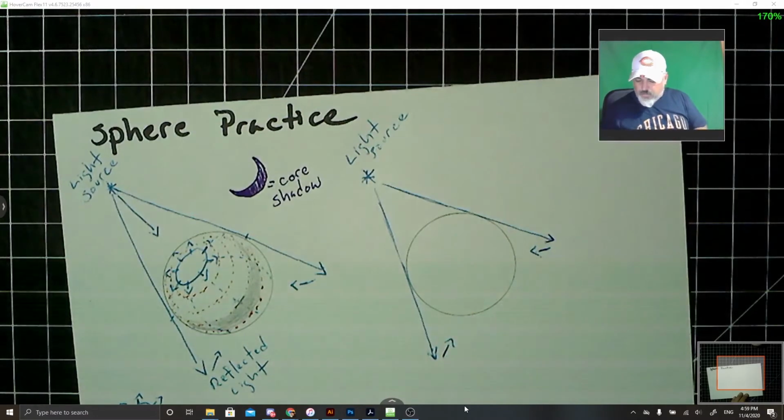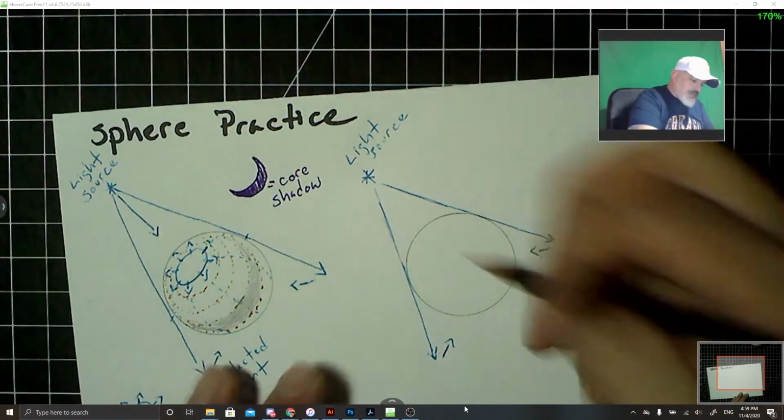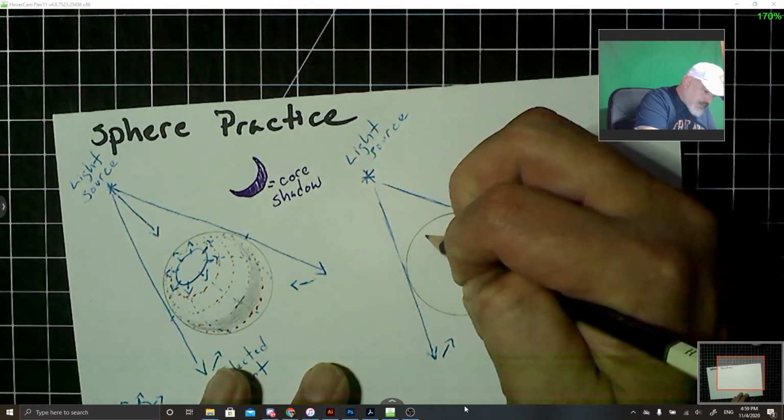So first thing I'm going to do is I'm going to indicate where my direct light's hitting. Okay, so I'm just going to draw this in.